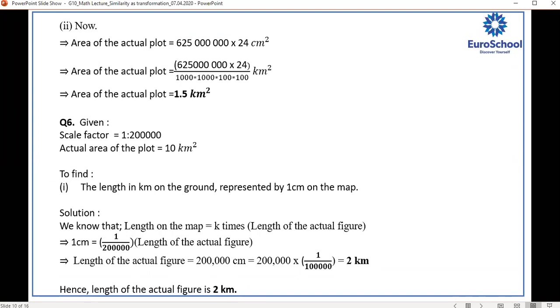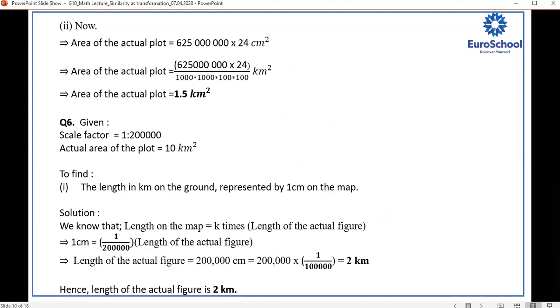Scale factor was 1:2 lakh. Actual area of the plot was 10 kilometers square. We have to find the length in kilometers on the ground represented by 1 centimeter on the map. We use the formula: length on map is equal to k times length of actual figure. So 1 centimeter is equal to 1 upon 2 lakh into length of the actual figure. So length of the actual figure becomes 2 lakh centimeter, which is nothing but 2 kilometer.